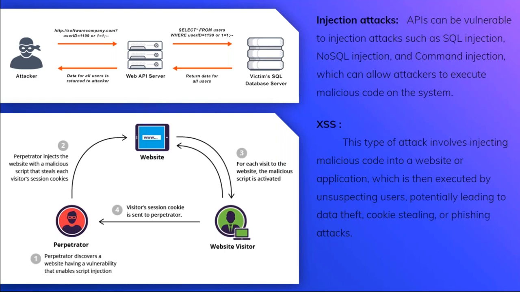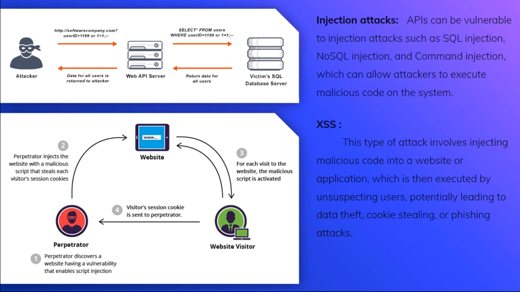And lastly, command injections. These types of attacks occur when an attacker sends malicious commands to an application's command line interface through an API endpoint. The attacker can execute unauthorized operations or gain unauthorized access to sensitive data. Command injections can be particularly dangerous because they can allow an attacker to execute arbitrary code or commands on the application server, potentially compromising the security of the entire API system.